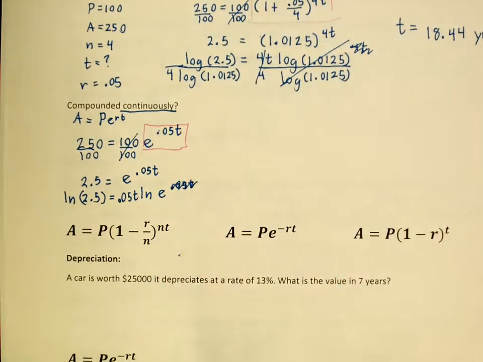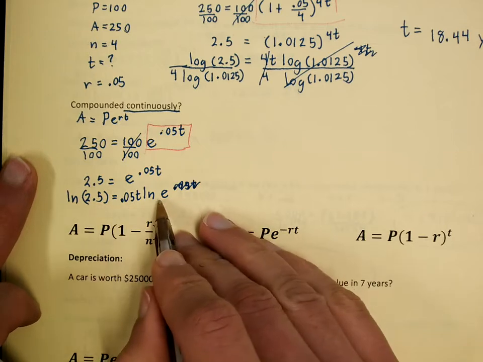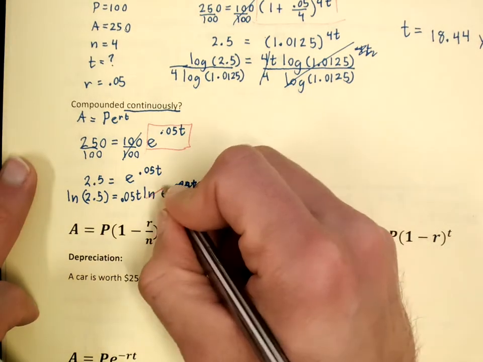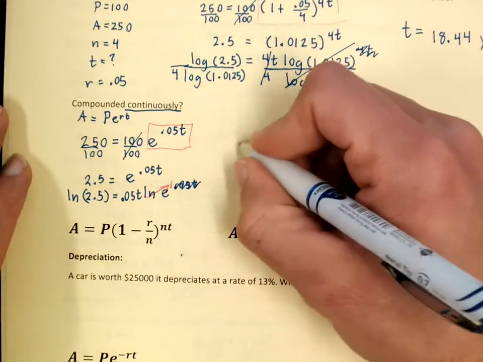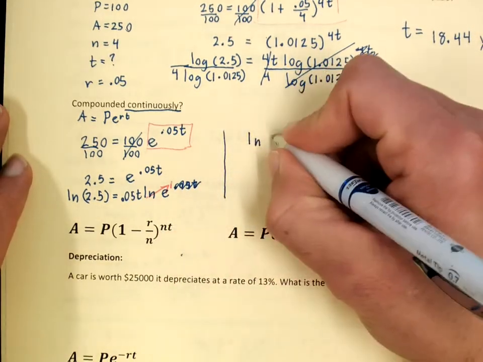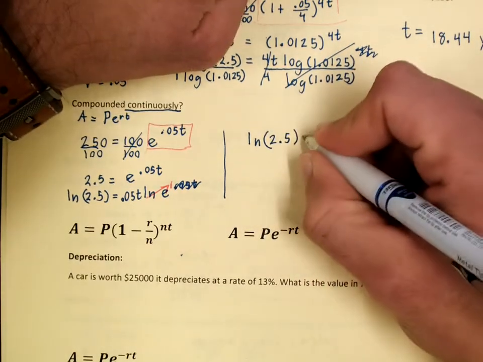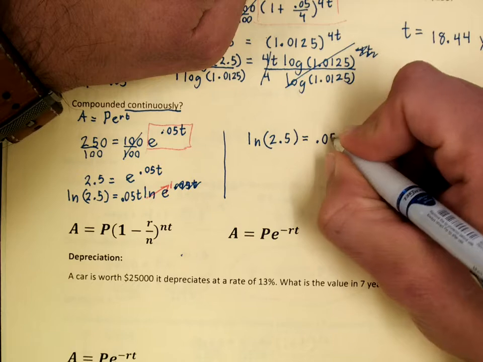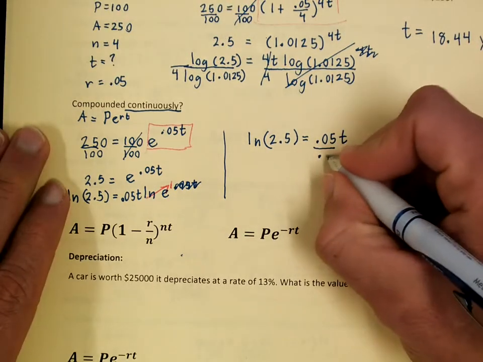Here's the big deal about this. Yes, that was kind of nice. I can divide both sides by the natural log of e, but the natural log of e is 1, so that one's gone. So all I have left now, I'm going to rewrite it so I don't make a mess of this. We have natural log of 2.5 is equal to 0.05t. So I'm going to divide both sides by 0.05.